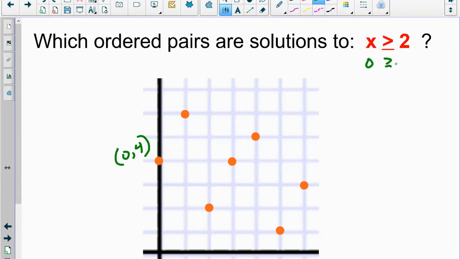Is 0 greater than or equal to 2? Well, no, it's not. 0 is not greater than 2 and certainly not equal to 2. So this is not a solution.